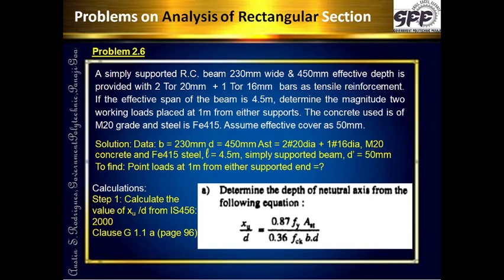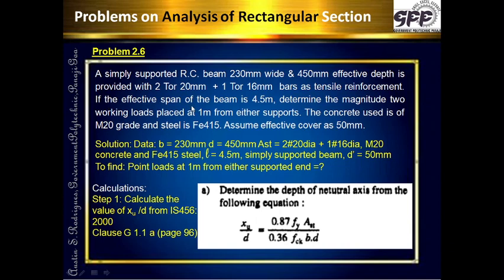Now a simply supported beam, RCC beam, 230 mm wide by 450 mm effective depth is provided with 2 Tor 20 mm plus 1 Tor 16 mm bars as tensile reinforcement. Please note, in this case we have 2 bars of 20 mm plus 1 bar of 16 mm. So there is a combination of two diameters which have been provided. All this while we were either given the area of steel or only one single type of diameter. Now in this case two different combinations have been given, 2 bars of 20 mm and 1 bar of 16 mm as tensile reinforcement.